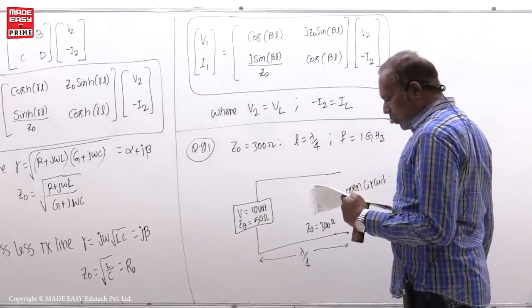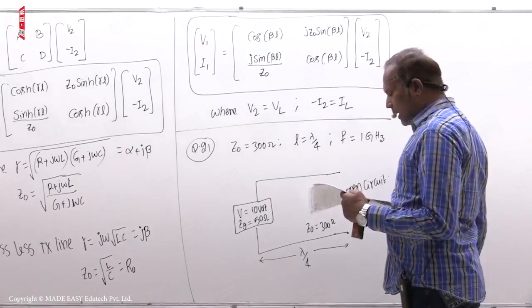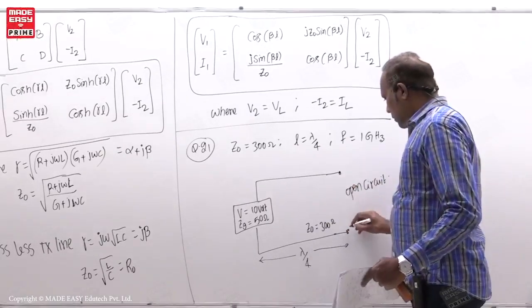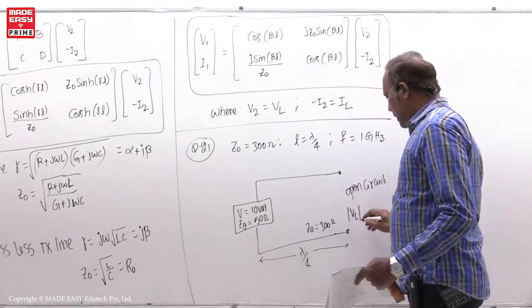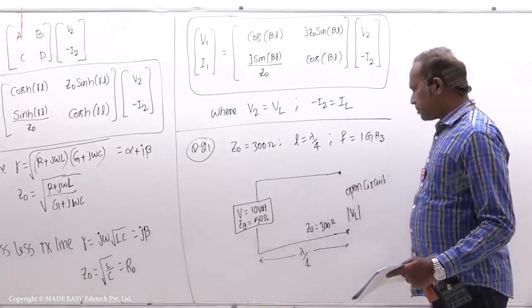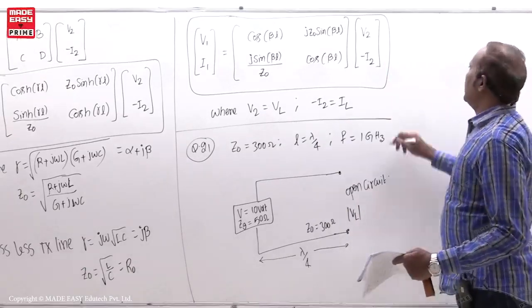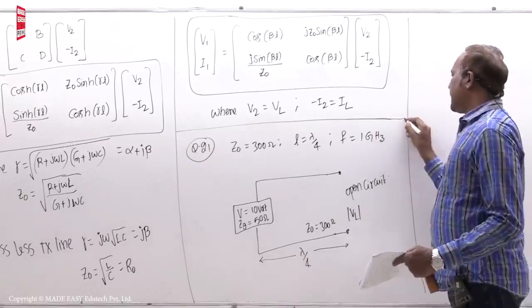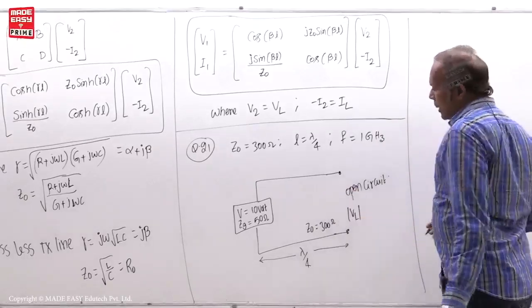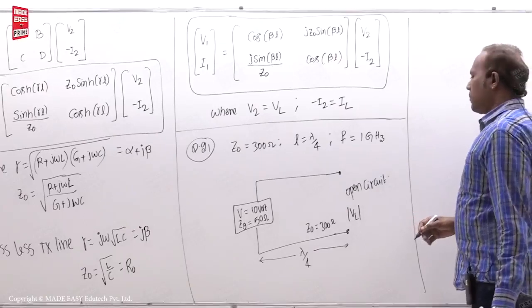The magnitude of the voltage at the open circuit end of the line is asked. So that means the magnitude of the voltage, mod VL, at the open end is asked. So this is steady state. Now, for your convenience, I am drawing this.